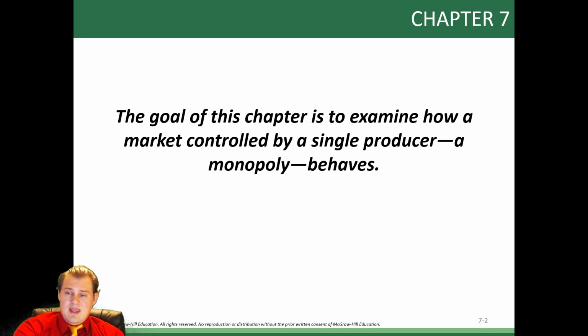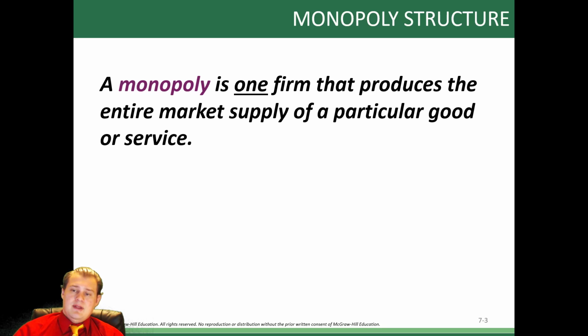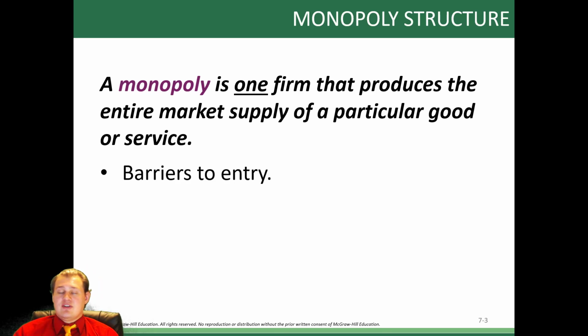Let's go through it. We're going to look at the behaviors of a monopoly. A monopoly is one firm that produces the entire market supply of a particular good or service. Barriers to entry: is there a lot of barriers to entry? You bet. That's why it's a monopoly. If there weren't very many barriers to entry, they would not be a monopoly. A lot of times they're legally made, like utility companies. They say it doesn't make sense to have everyone with their own little water company. We're just going to have one water company, and we're going to regulate it. We're going to make sure this is the way we want it to go. And there are a lot of barriers to entry.